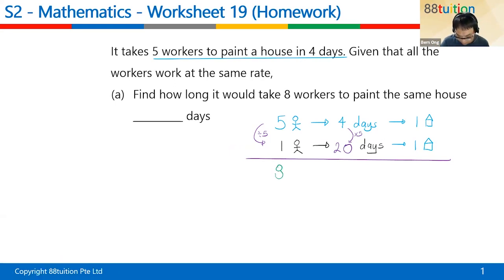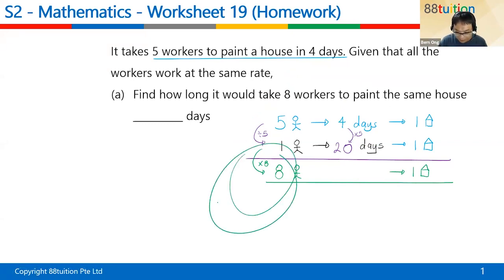How about 8 workers, to paint the same one house? The house is the constant. From 1, how do you get to 8? 1 times 8. Now you know the pattern: on the left a divide, down here a times. It's an opposite, an inverse proportion. Down here is a times on the left, so what do you do down here? It must be a divide. 20 divided by 8 is what? Sure, 20 cannot divide by 8. Children, Sec 2 already, still cannot divide. Press your calculator, your calculator can divide, right? 2.5 days.